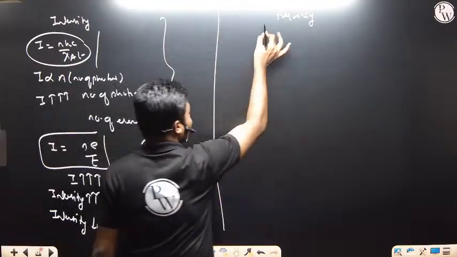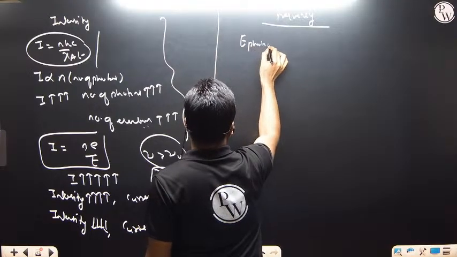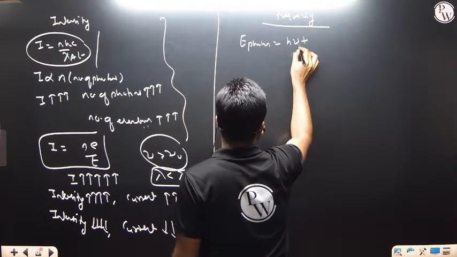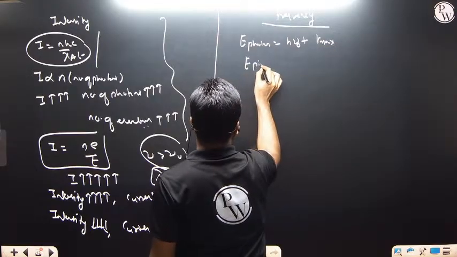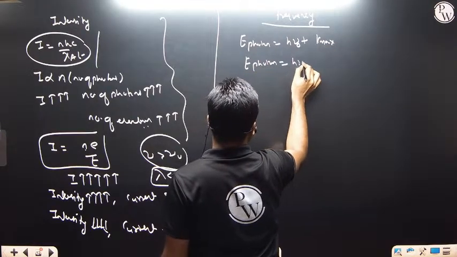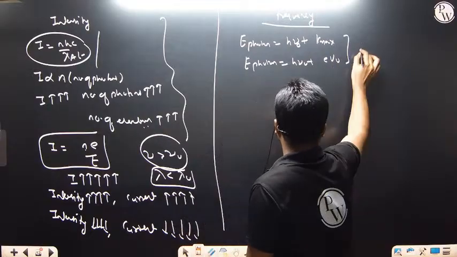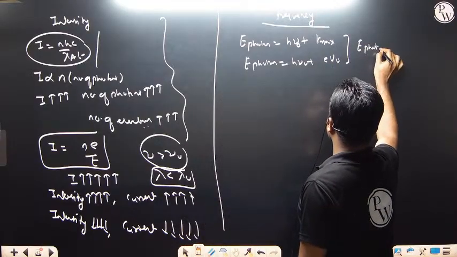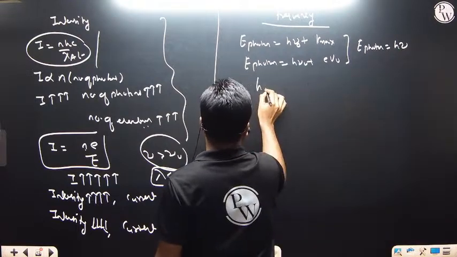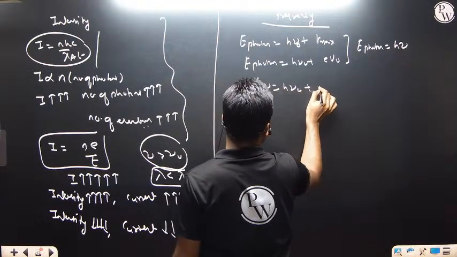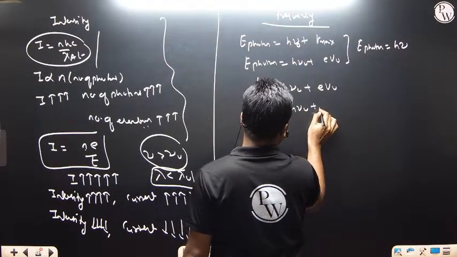Next is frequency. If you talk about the energy of the photon, what is energy of the photon? That is h nu naught plus K max. K max is eV naught. So from here we can write energy of the photon, that is h into nu. So h nu equals h nu naught plus eV naught, or h nu equals h nu naught plus K max.